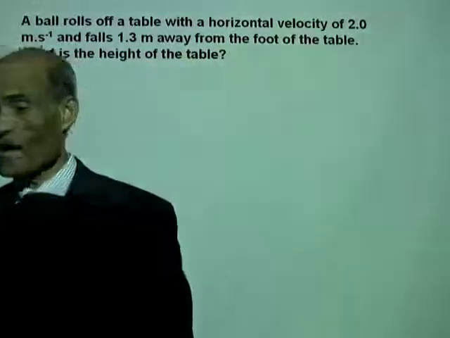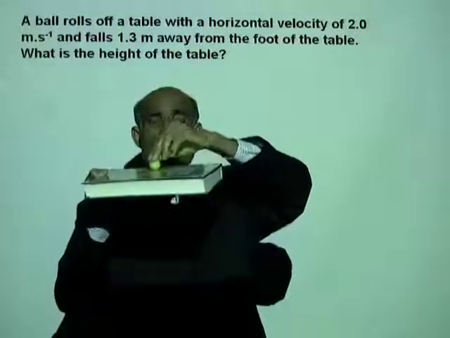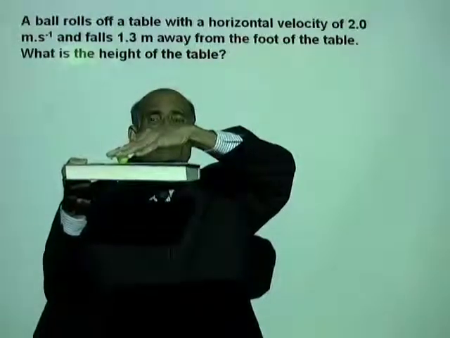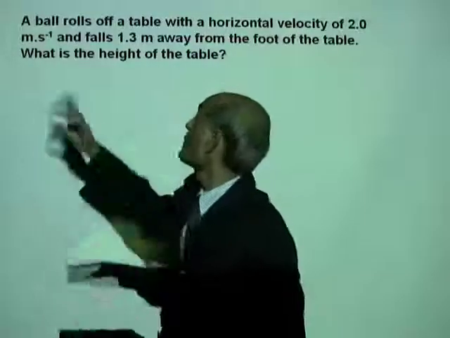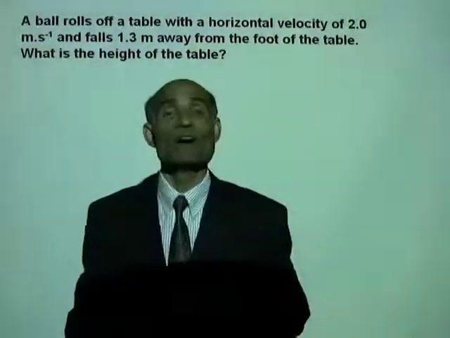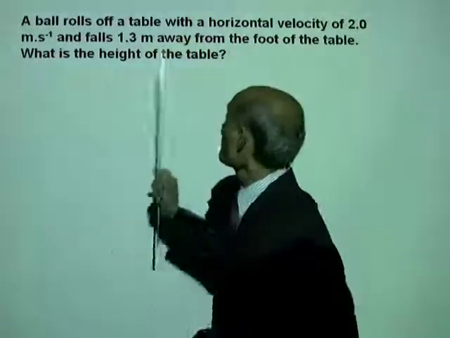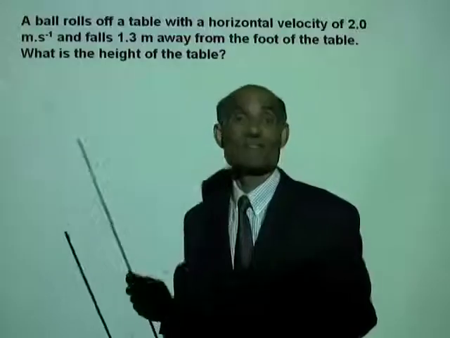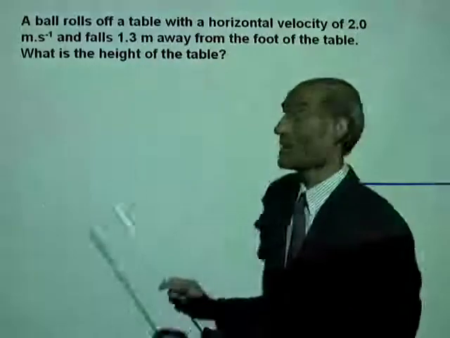So the question we have here is that you have a table. If that is the table, a ball rolls off that table. If I roll this ball, look at that, it rolls off the table, and the ball goes and falls at a distance x equals 1.3 meters away from the foot of the table. Well, you can see, because we know the horizontal velocity and the horizontal distance, we can calculate the time taken for the fall. Is that right? All right, let's draw that.